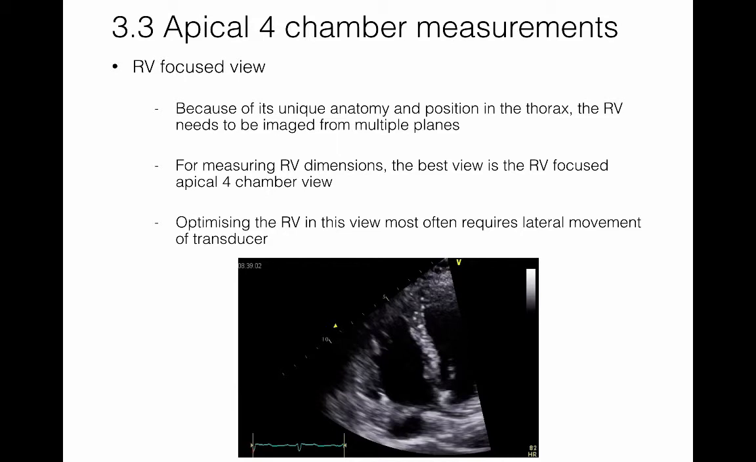The RV focused view. Because of its unique anatomy and position in the thorax, the RV needs to be imaged from multiple planes. Having said that, to measure the size of the RV, the RV focused apical four-chamber view is best. Optimizing the RV in this view most often requires lateral movement of the probe. The RV should fill most of the image.